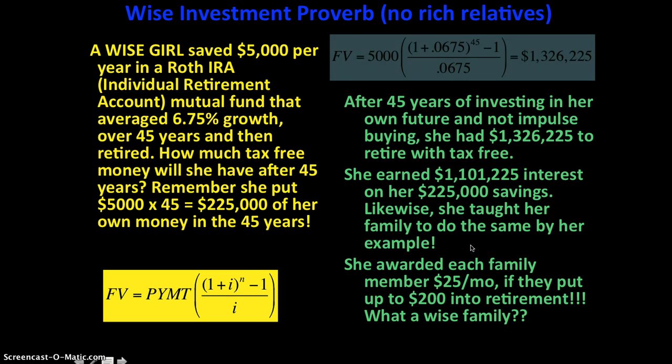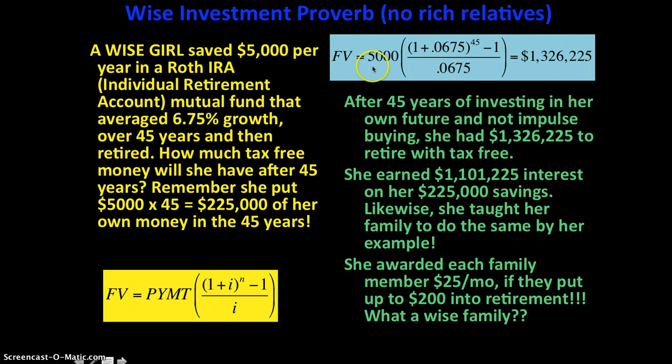Let me give you another scenario. Here's the math for that up here on the top. What if an elderly family member encouraged all the adults in their family to save by offering $25 a month for each of them? That would save $200 into retirement.